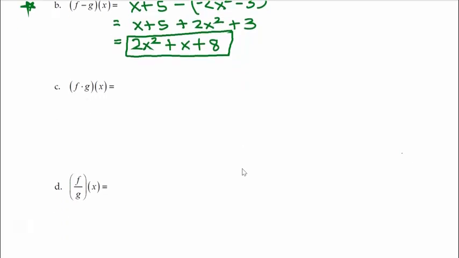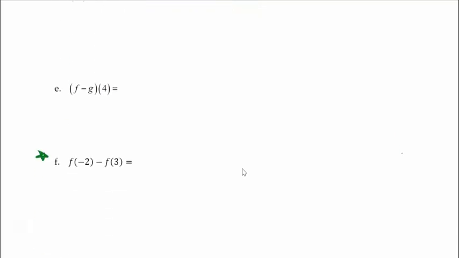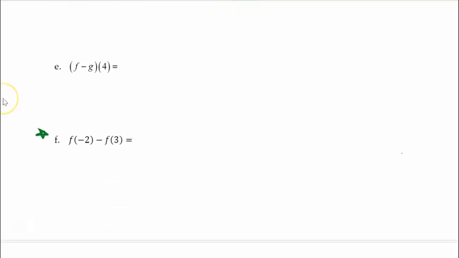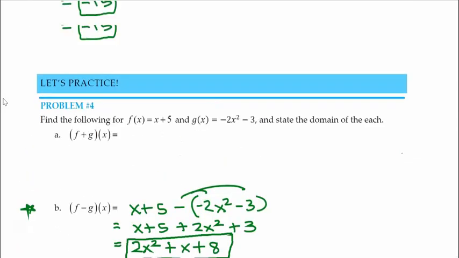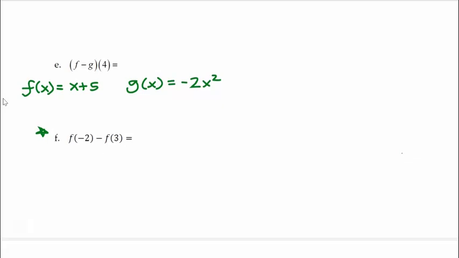And then let's try and do part F also. Let me write this down again. We got f of x was x plus 5, and my g of x, so I don't have to keep scrolling back up, was negative 2x squared minus 3. Okay, let's go ahead and do this. I guess I didn't even need my g of x, because it's saying f of negative 2 minus f of 3. So I'm just using this f of x equation.